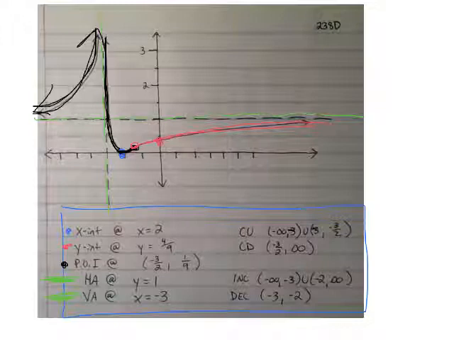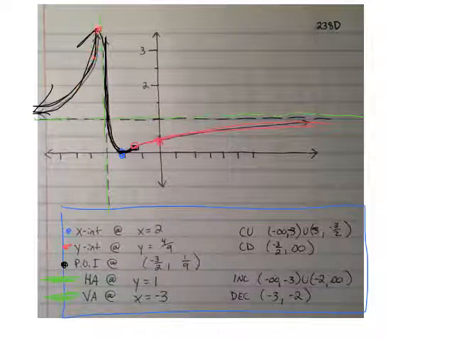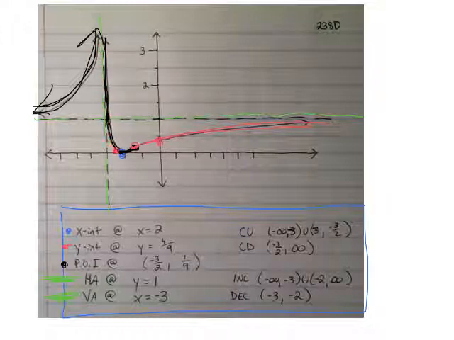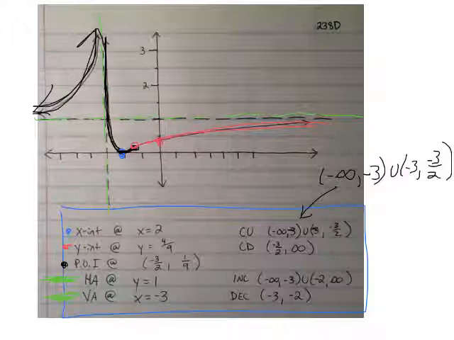I double check with that my intervals of increasing and decreasing, and I see that I am increasing from -infinity to -3, and I am increasing from -2 to infinity. And then finally I am decreasing from -3 to -2. Again, please note that we have this -3 here. I made a mistake writing that down, so make sure you catch that in your notes.